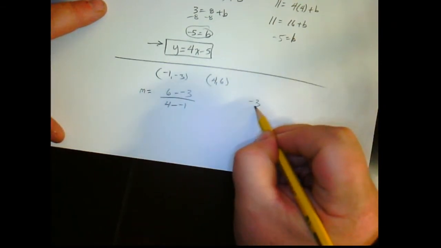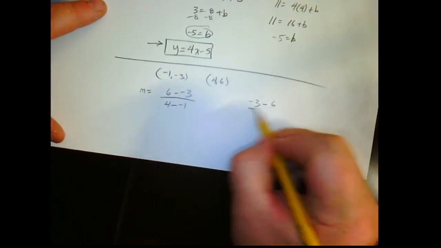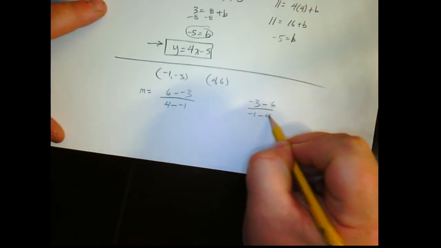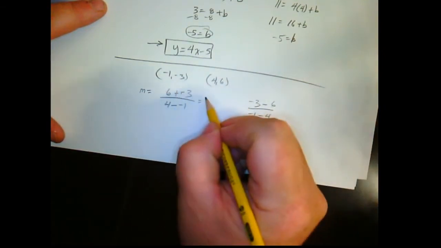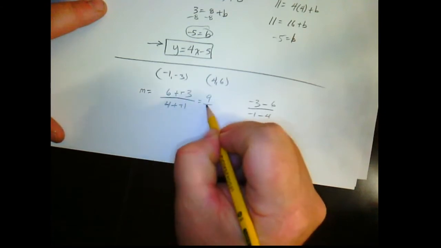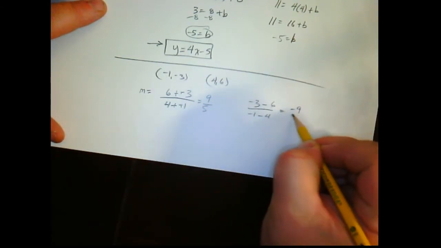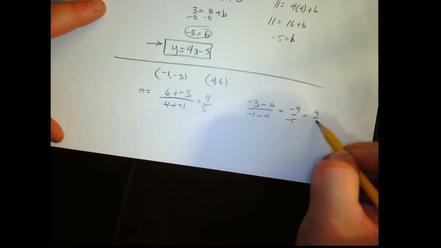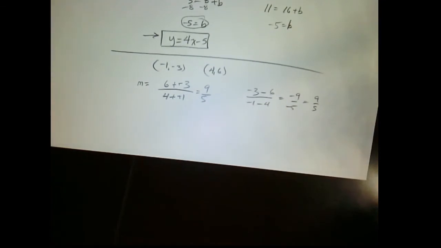Now, you could do it this way if you wanted, right? You could do negative 3 minus 6 and then negative 1 minus 4. You get the same thing, right? So let's see, that's 9 over 5. That's negative 9 over negative 5. Well, that reduces to 9/5, right? Man, this one's a little tricky because it's got a fraction. Look at that. Dang, fractions are your friend.